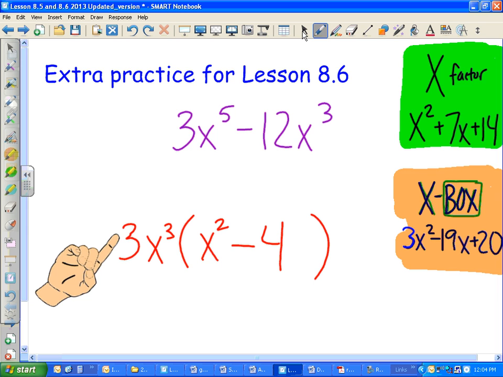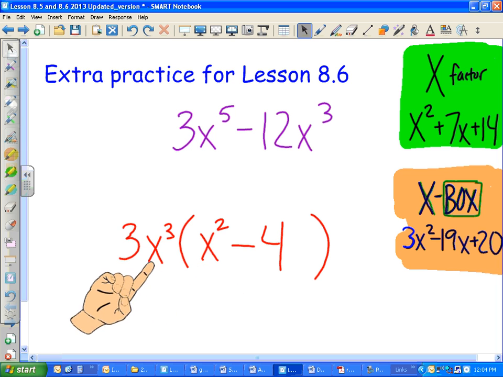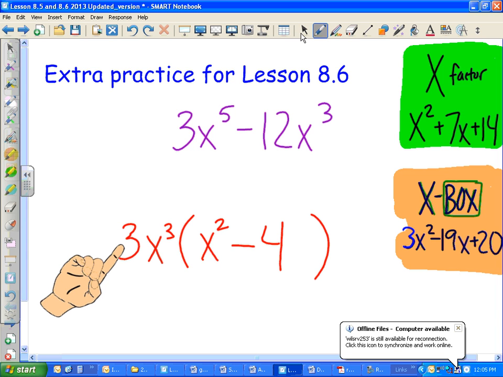Now, we're not done with this problem, but before I move on, let me show you a different way to get this number and this number, okay? So after you're done picking what you want to take out and you have it on the outside, then you can divide this by that same thing. Watch. Put it like this underneath. This is if you're having a hard time, okay?